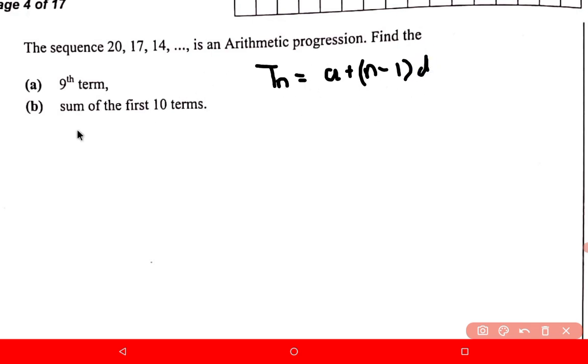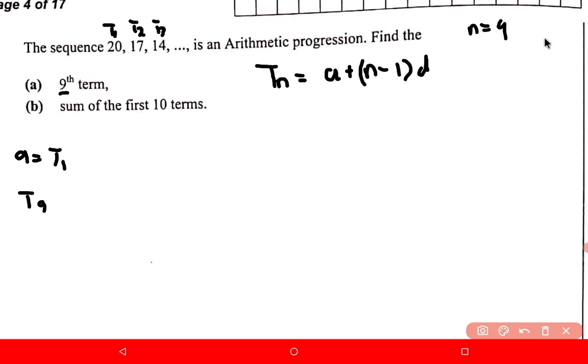So what do these mean? a means the first term, or what we call T1. So this is T1, this is T2, this is T3. You're finding the ninth term here, T9. So for this particular question, our n is 9, since you're finding the ninth term.